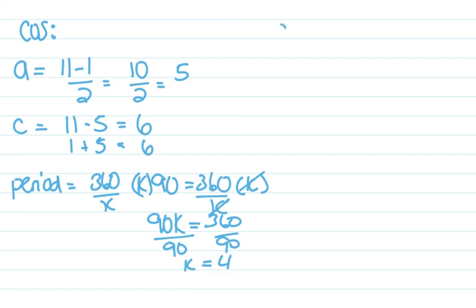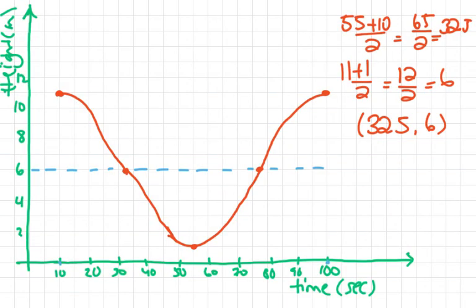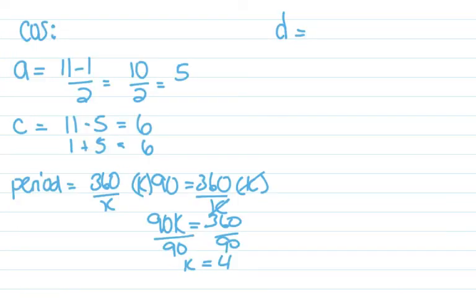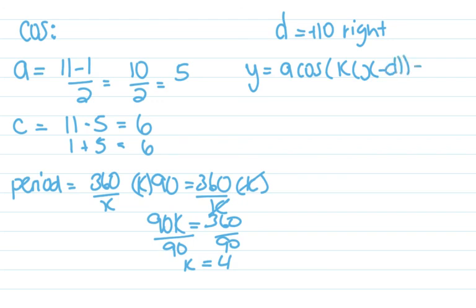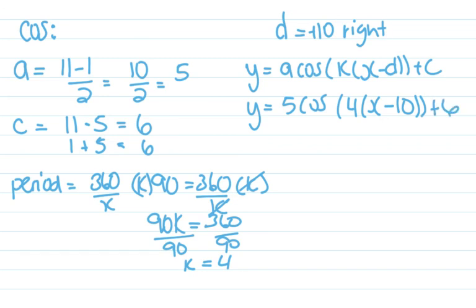And then our d value is our phase shift. So we're using cos. Cos starts up high at the top and goes down. So normally it starts at 0. Now we're starting at 10. So we have shifted 10 right. So that would be plus 10. So now if we just plug these numbers into the equation, y equals a cos(k(x minus d)) plus c. Then we have y equals 5 cos(4(x minus 10)) plus 6. Remember that we use minus 10 because the original equation is minus d. We're plugging in 10 for d.